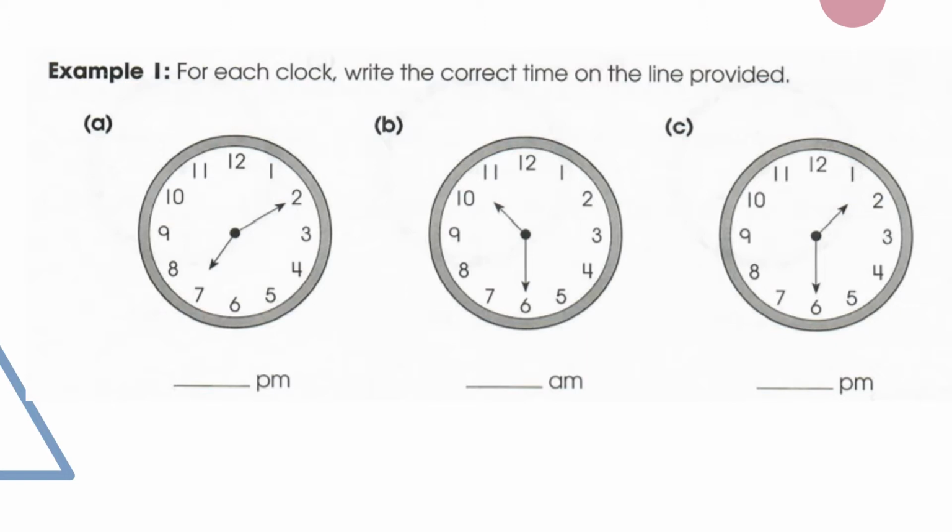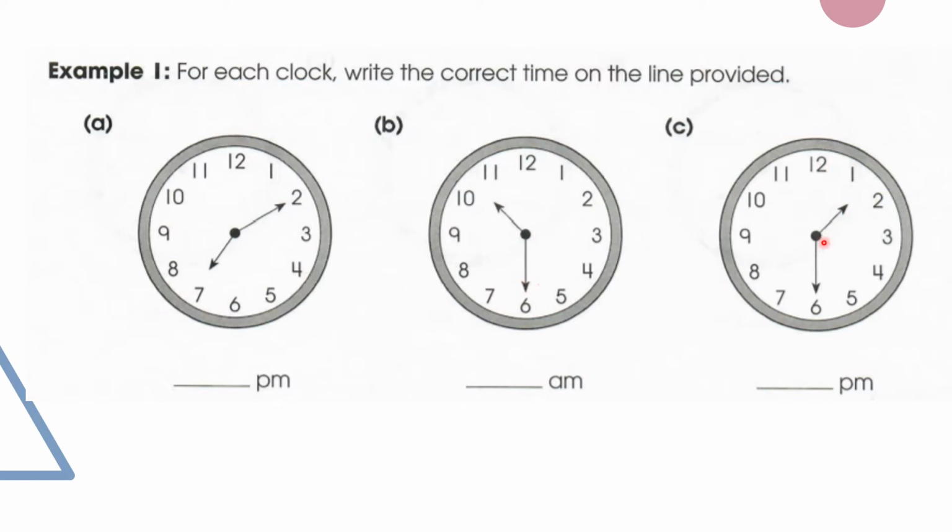In the first problem, for example 1, it says, for each clock, write the correct time on the line provided. In letter A, it shows that the hour hand is pointing at 7 and the minute hand is pointing at 10 minutes. So it is 7:10 p.m. In letter B, the hour hand is pointing at 10 and the minute hand is pointing at 30 minutes. So it is 10:30 a.m.